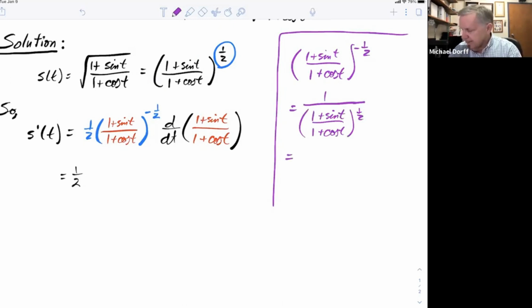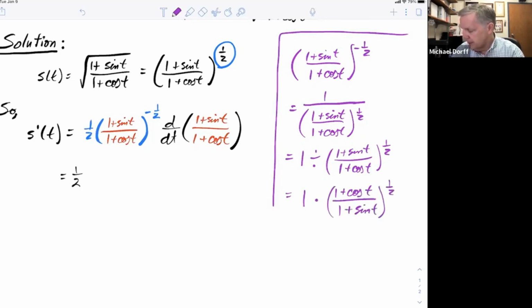But now, I can write this as 1 divided by what's in the denominator. This is 1 divided by 1 plus sine t over 1 plus cosine t to the 1/2. And how do I divide things that have fractions? I multiply by the reciprocal of the second term. So this is the same thing as 1 times the reciprocal of this, which is 1 plus cosine t over 1 plus sine t, all to the 1/2 power. And then finally, when I multiply by 1, that doesn't affect it.